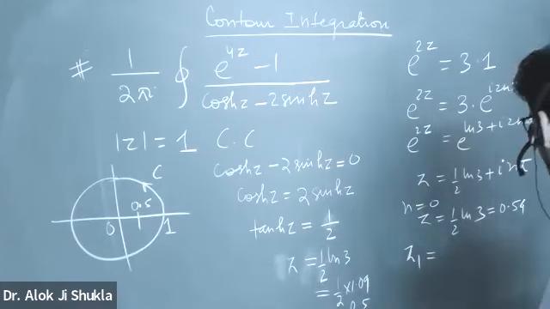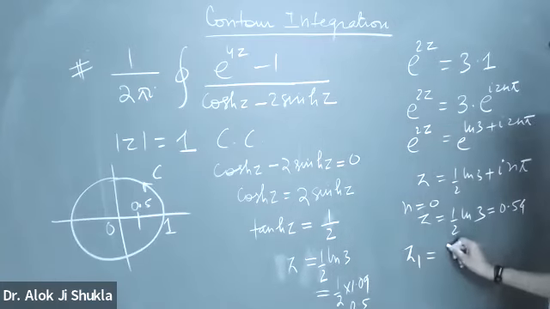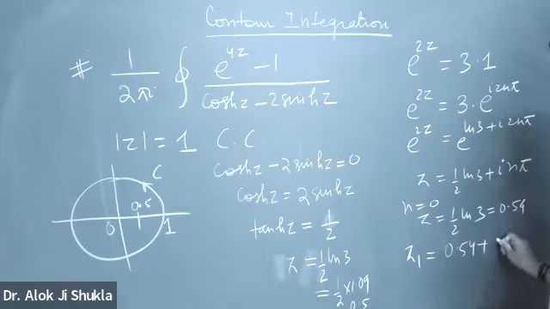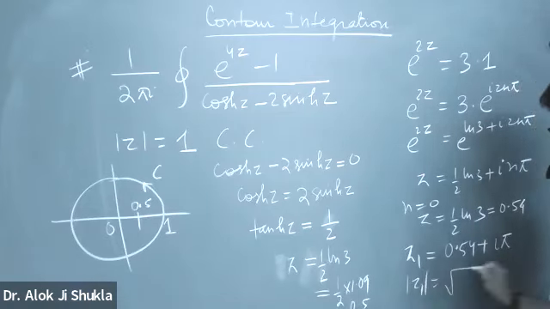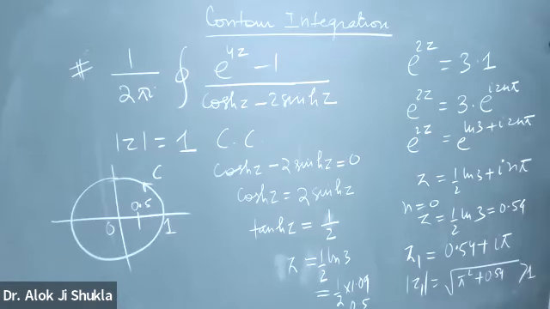z1, where will it go? 0.54 plus i pi, right? Yes or no? Yes, sir. So what will be its mod? Under root of pi square plus 0.54 square, which is greater than 1. So that's why it will go outside, and all the ones after this will also go outside.